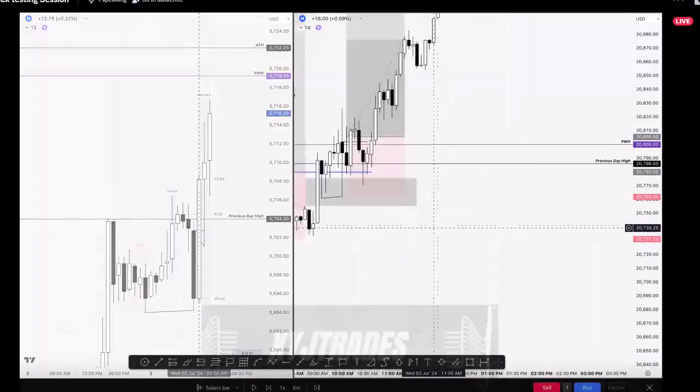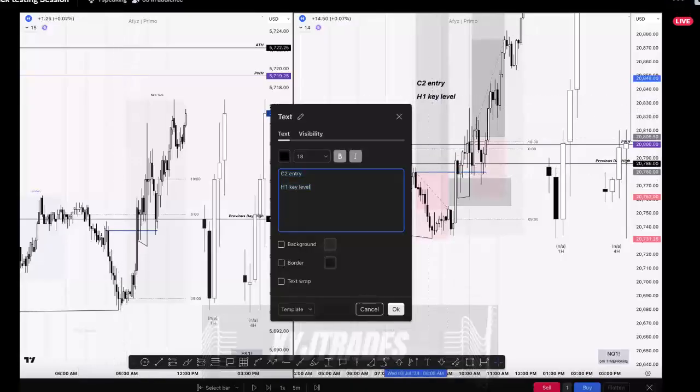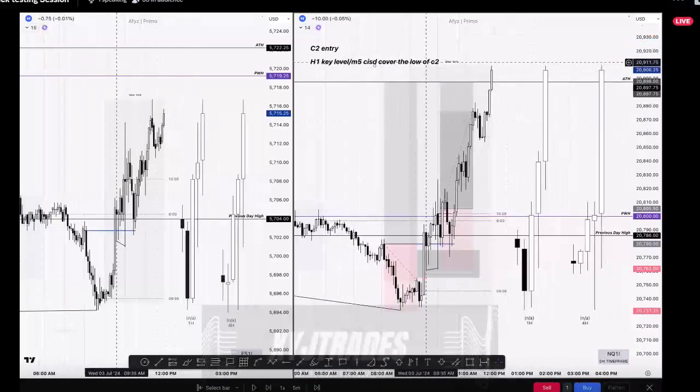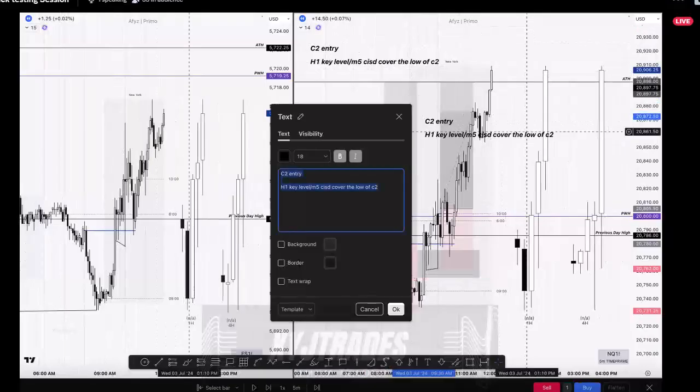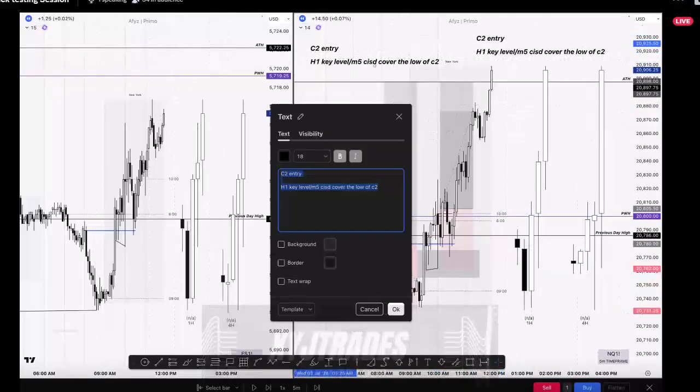Now we go into the 5-minute chart. 5-minute change of state delivery, that's your entry. Cover the low of C2. That's your C2 criteria. Here is a continuation entry. M15 key level, M3, SMT plus SysB, right? Cover the low of C3. I also missed SMT, of course, guys, on C2. We must always have SMT.